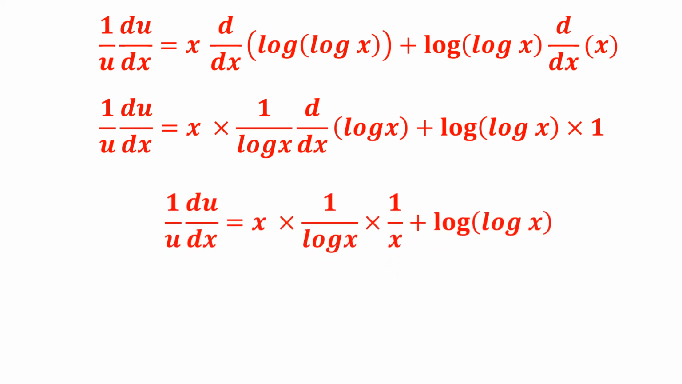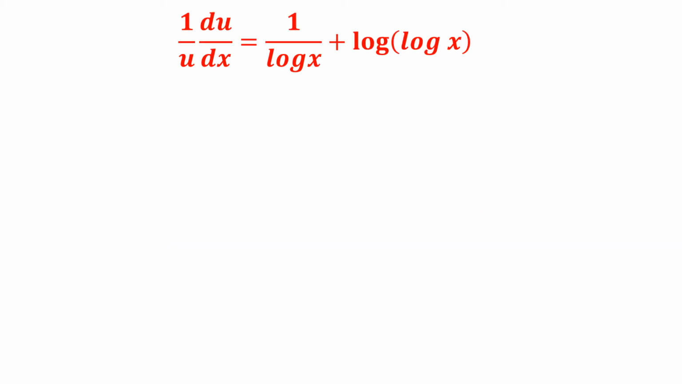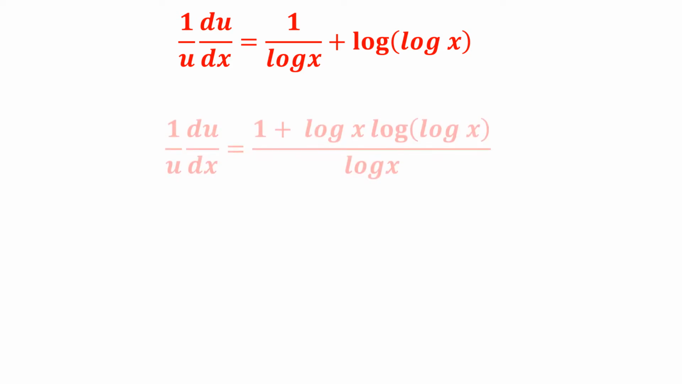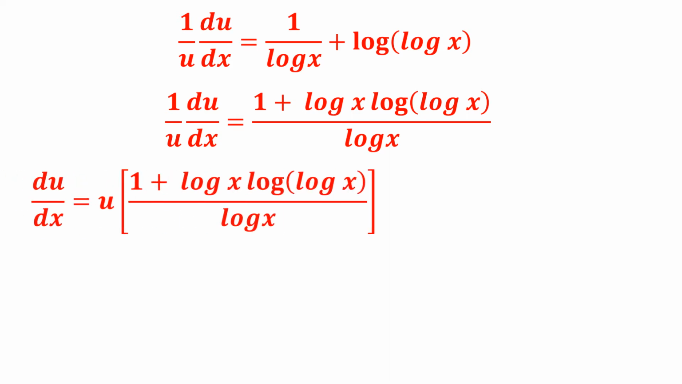Now the differentiation of log x is 1 by x. Therefore, x and x will get cancelled. You will get 1 upon log x plus log of log x, that is 1 by u du by dx. Let us continue. 1 by u du by dx equals 1 upon log x plus log of log x. You can take LCM: 1 plus log x into log of log x by log x.